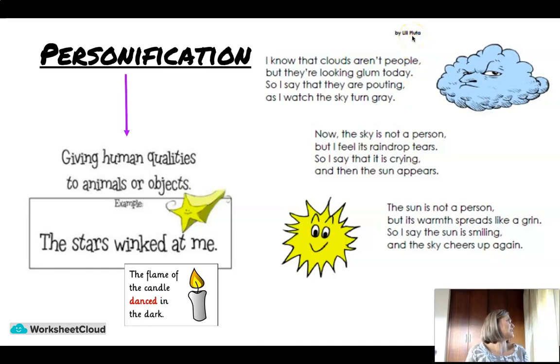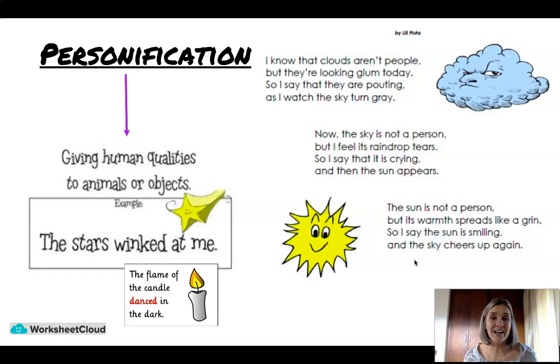And if I look out the window today, not very cloudy here in Johannesburg, but lovely, lovely day. Now the sky is not a person, but I feel its raindrop tears. So I say that it is crying, and then the sun appears. So can the sky cry? No, it can't. But lovely image that we get from that. And then the last one, the sun is not a person, but its warmth spreads like a grin. So I say the sun is shining, and the sky cheers up again.